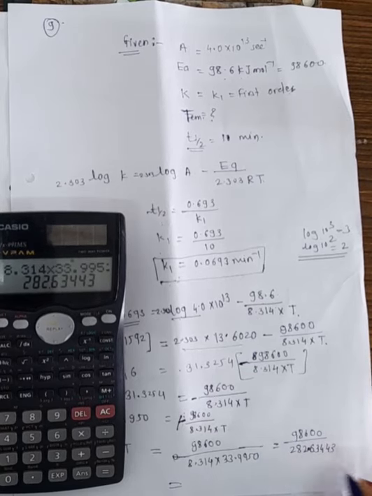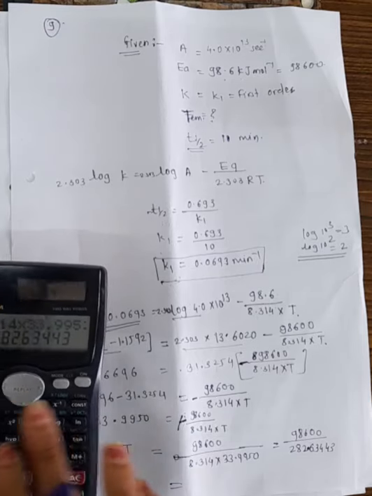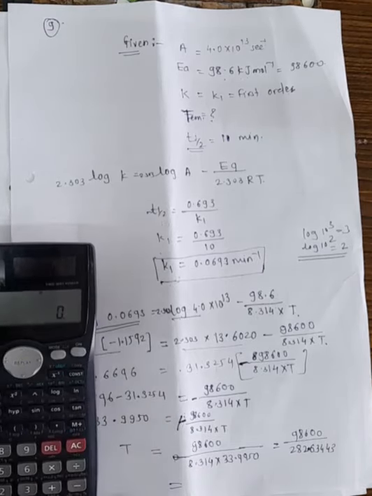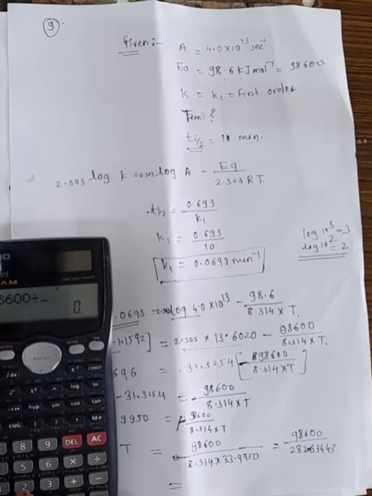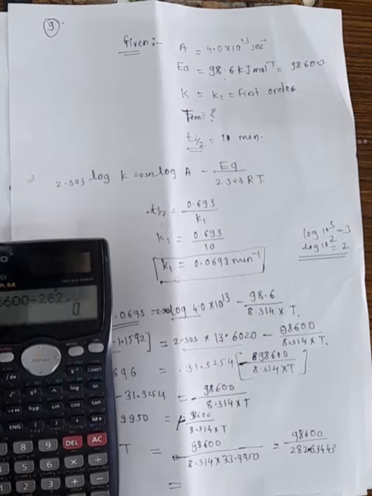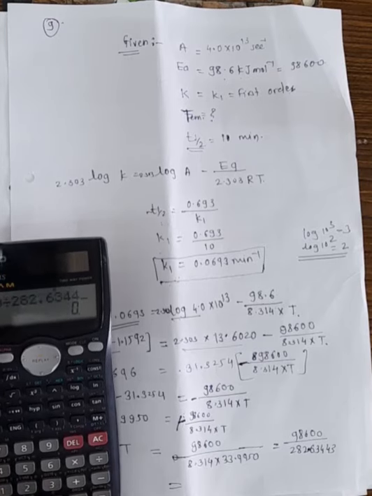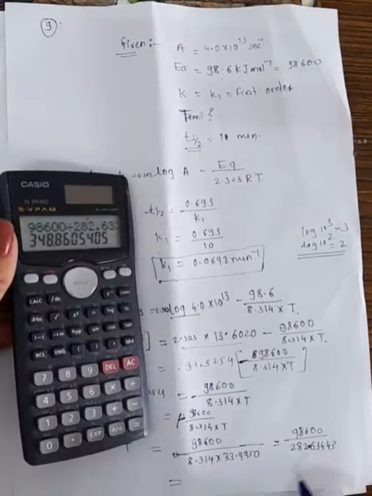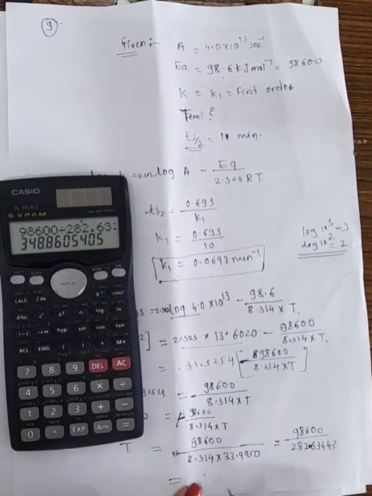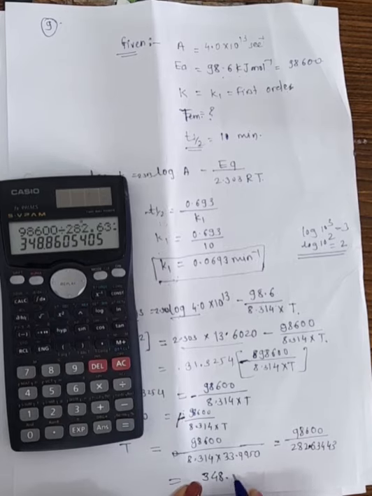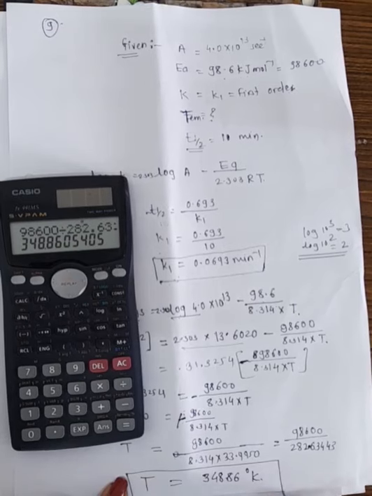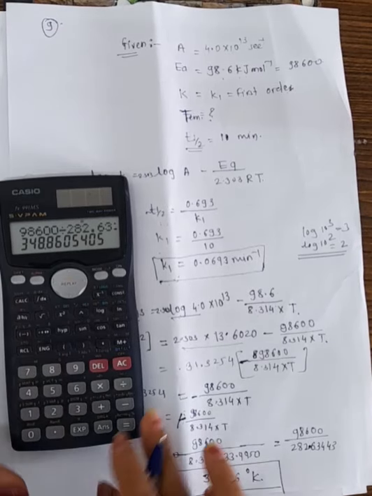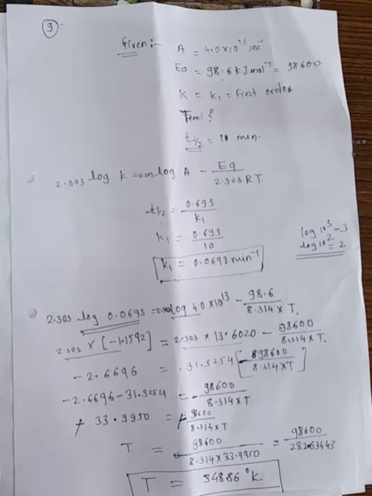282.63443. Don't do all the operations in one step. It's my suggestion to all students. Go step by step. And the answer is, the calculator is in front of you, the answer is 348.86 Kelvin, and at this temperature the half-life period is 10 minutes, and we have found this one.